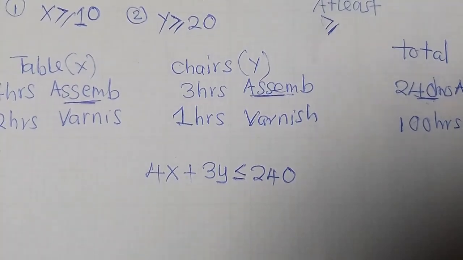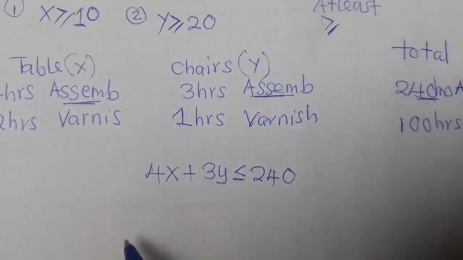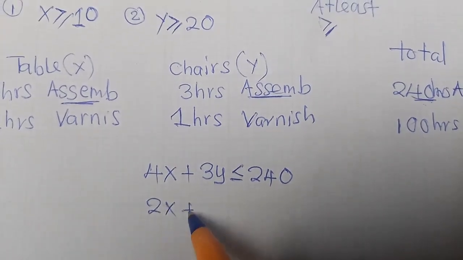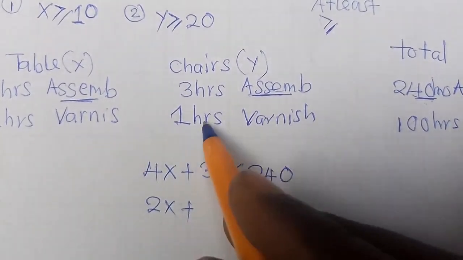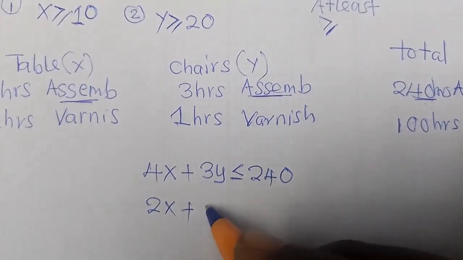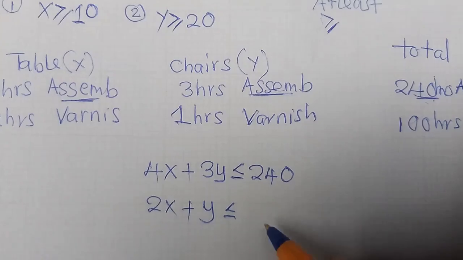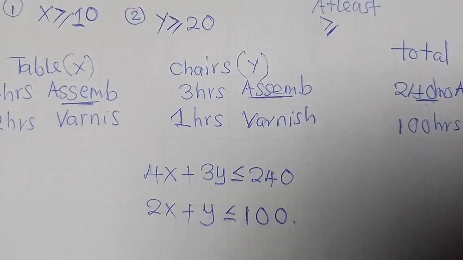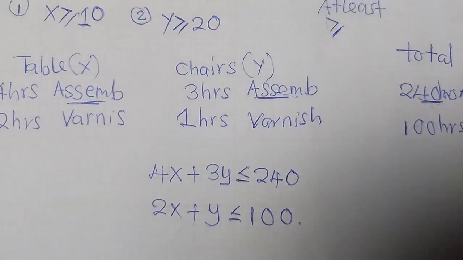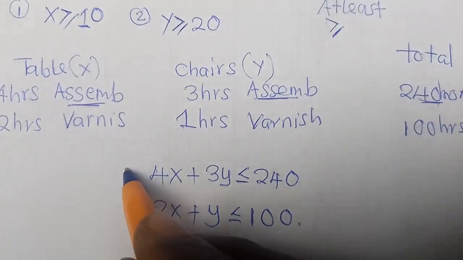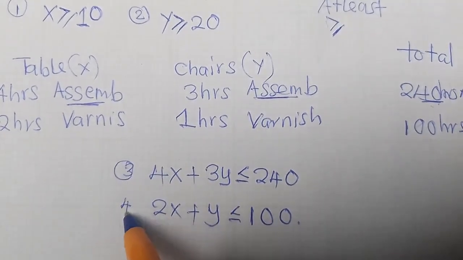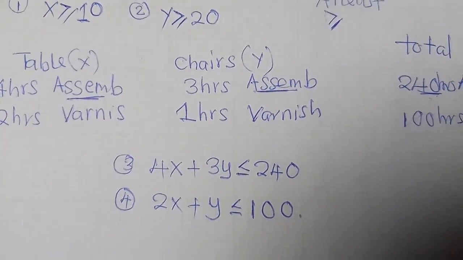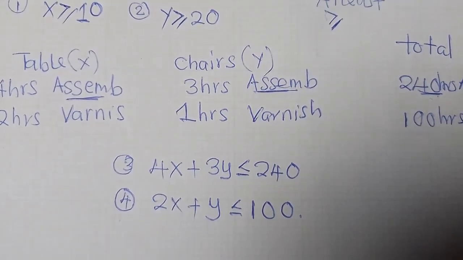So on vanishing, what am I going to do? I'm going to say 2 hours for X. This is 2X plus Y for vanishing. It is just 1Y, so I just say Y. Same thing, less than or equal to 100. These are the inequalities I've written down here. This was the third one, and this is my fourth one. So I've written all the 4 inequalities which they needed me to answer in the question.